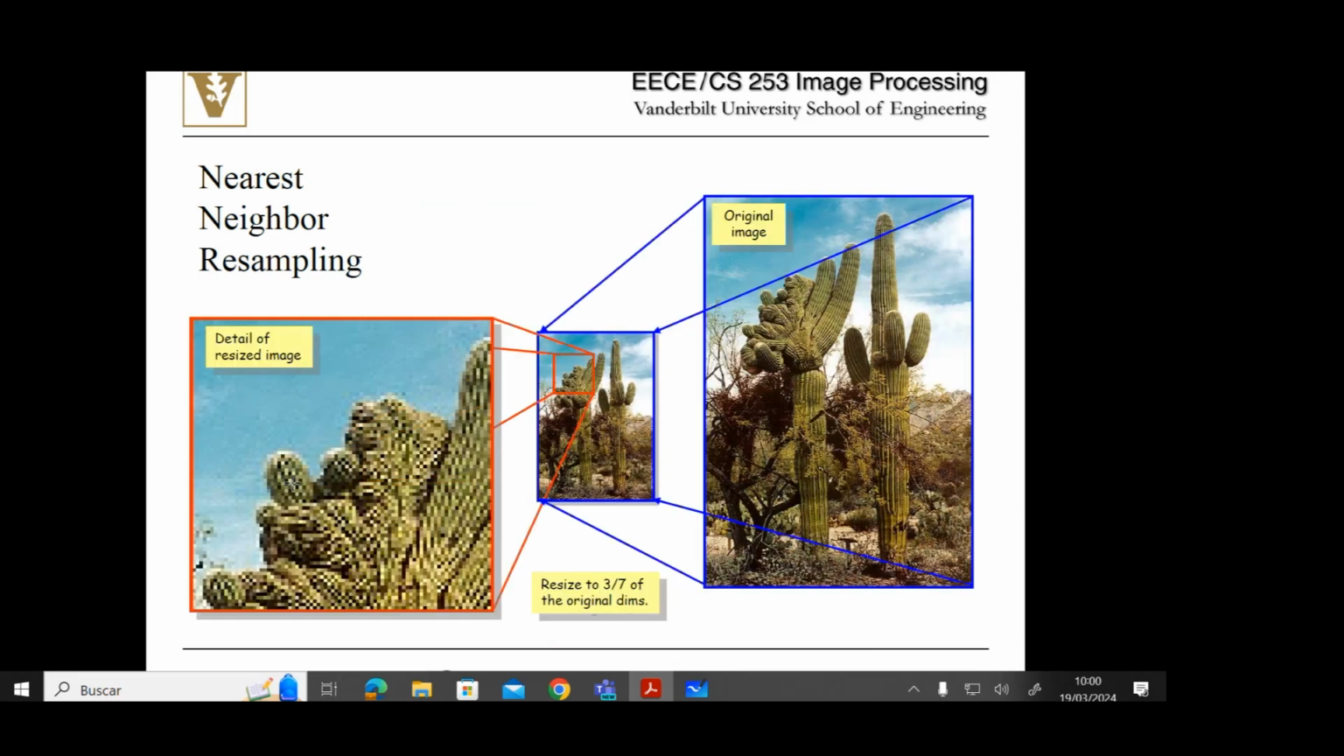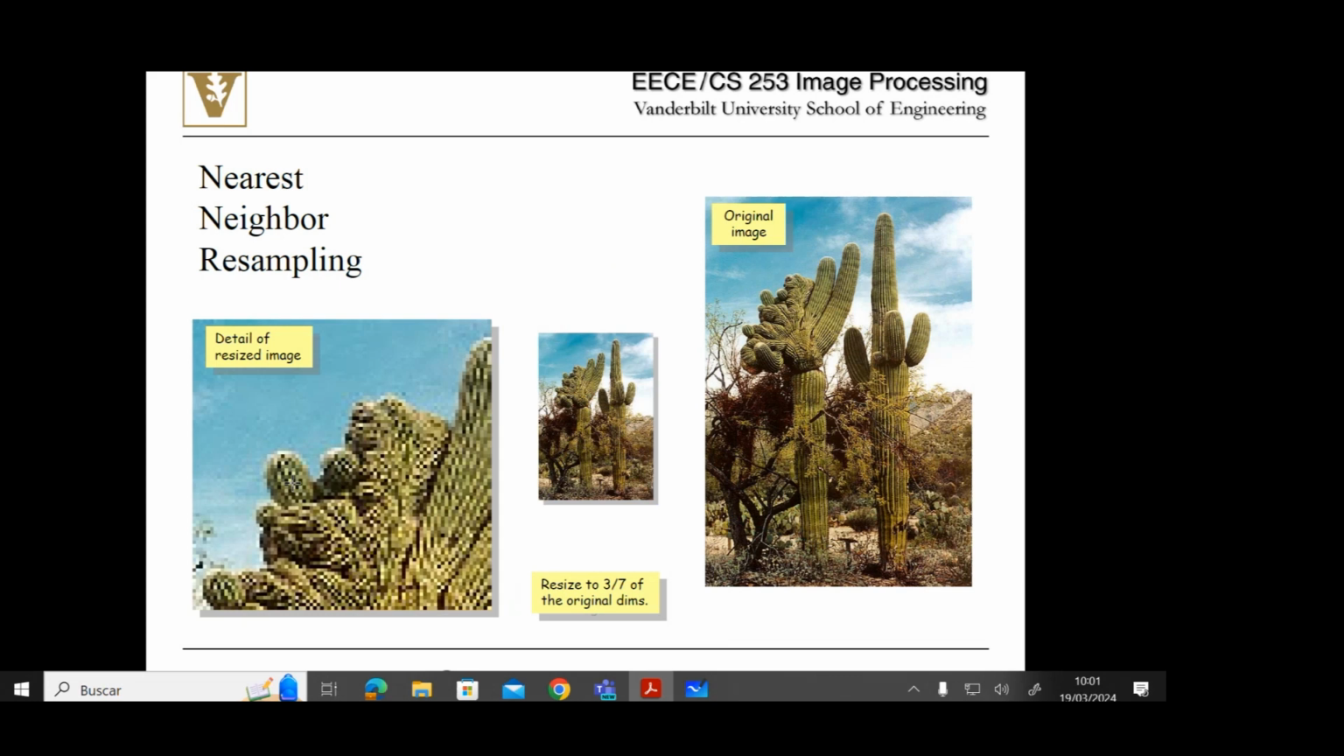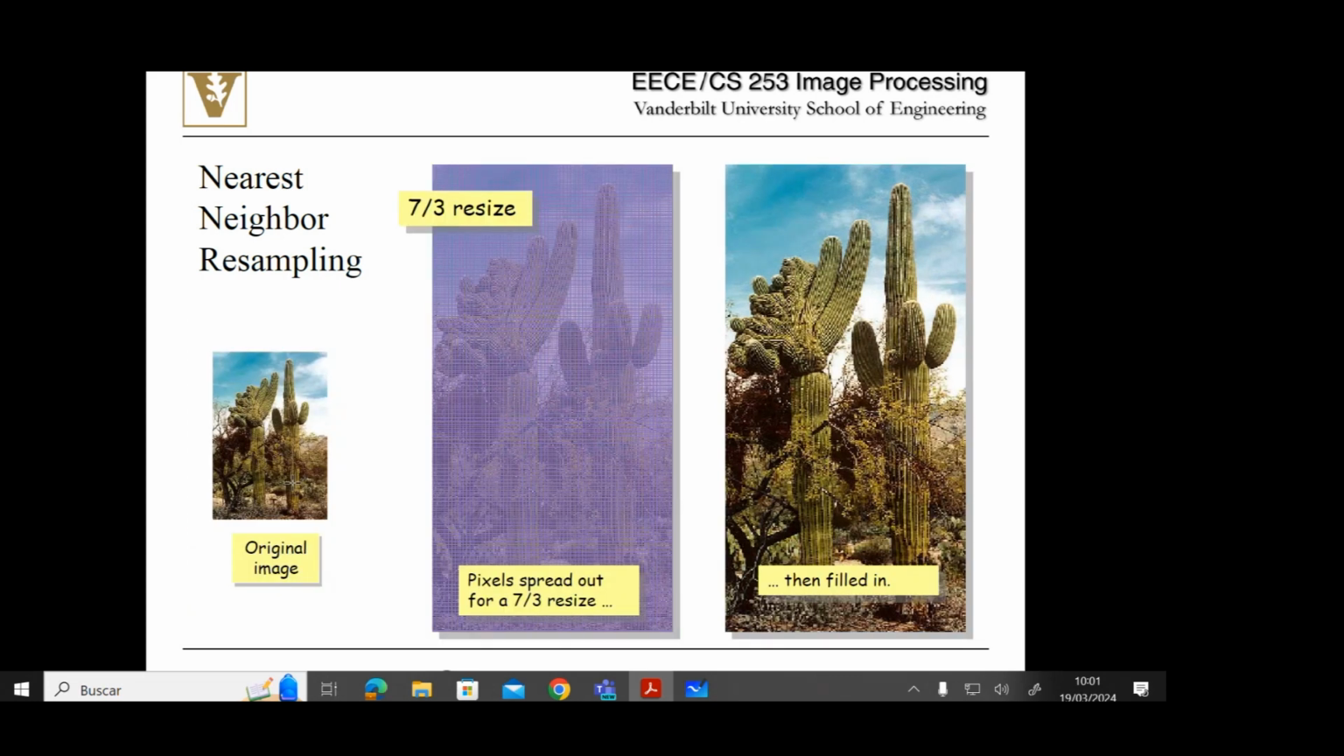So now we started with something. We produce something that is 3/7 of the original size, and this is how it looks. So this is somehow a generalization of the upsampling and downsampling operators that we work on now by a factor that is not integer, it's just a fraction. Let's say that we go in the opposite direction, 7/3. So now we have a small image and we want to make it bigger.